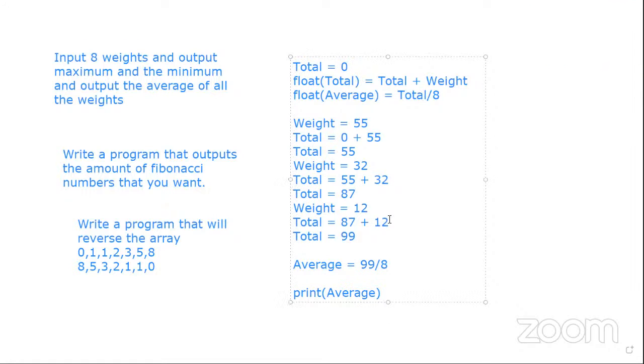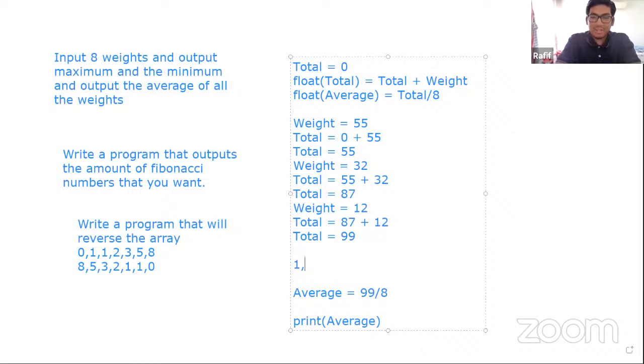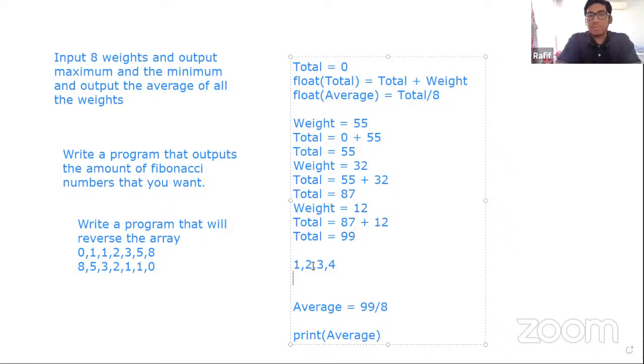Wait, so if I just put the total as 99, will it work? This total is a variable. It really depends on what weights you input. If you input, I don't know, 1 and 2 and 3 and 4, then the total will be 10. That's what the total is going to be, because those are the weights that you inputted.